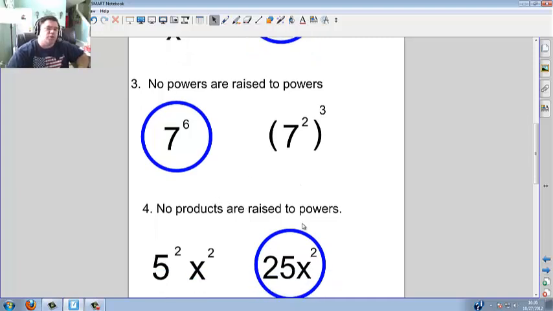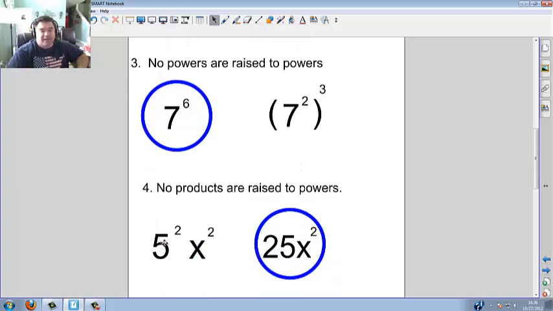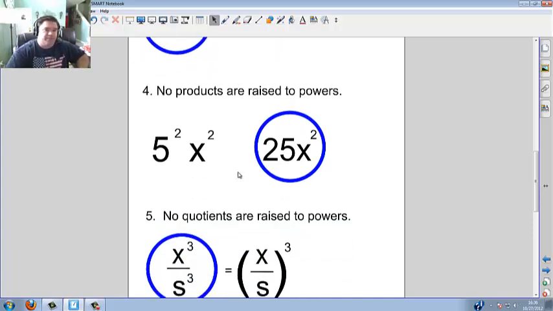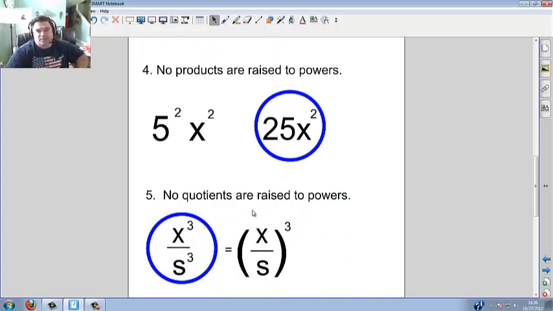No products are raised to powers. In other words, I can't keep it like this. I can keep x squared, that's true, because I don't know what x is, but I can't keep 5 squared. 5 squared has to become 25. No quotients are raised to powers. X over s, cubed, is fine. However, I don't want to keep it like this. I want to resolve that quotient. And remember, quotient just means a fraction.